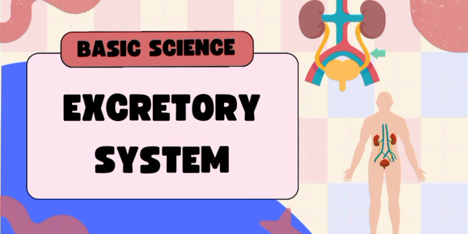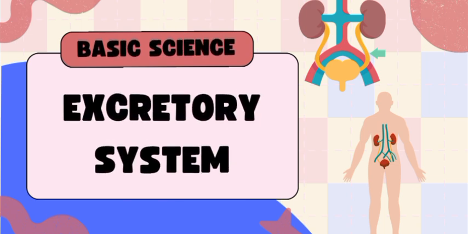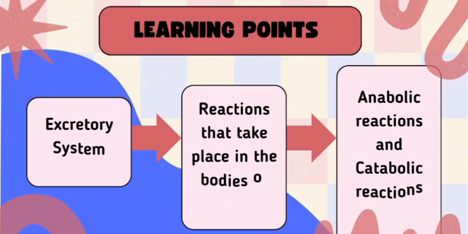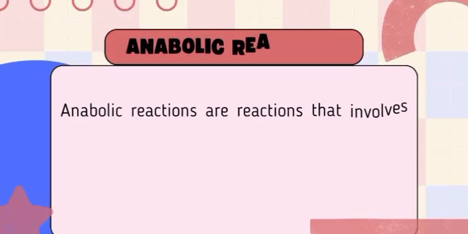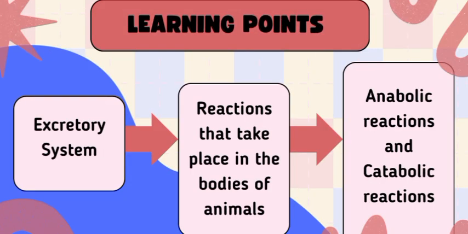Today, we want to look at the excretory system. You will note that in the body of animals, there are two types of reactions that take place. The first one is the anabolic reaction, and the second one is the catabolic reaction.